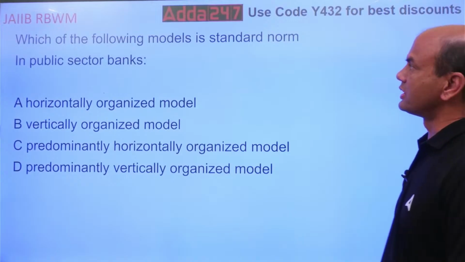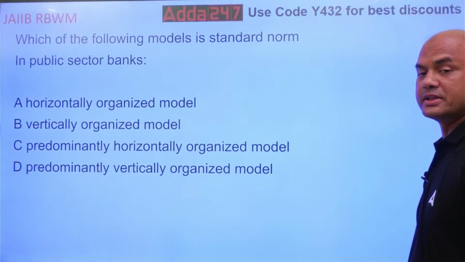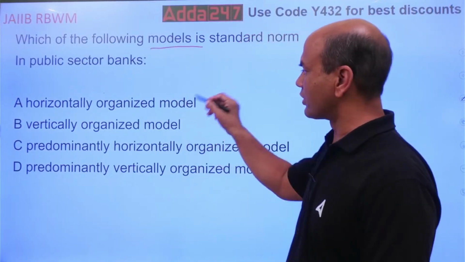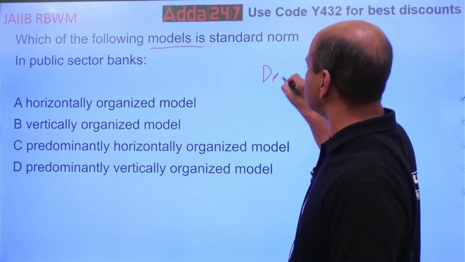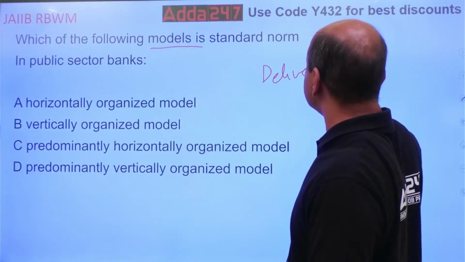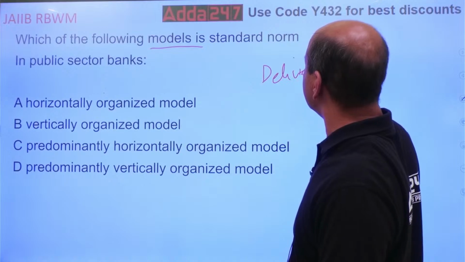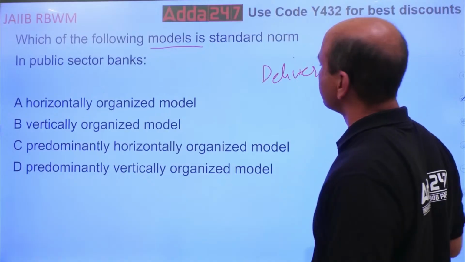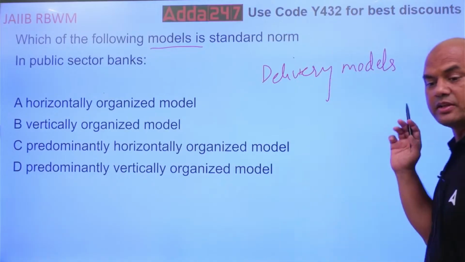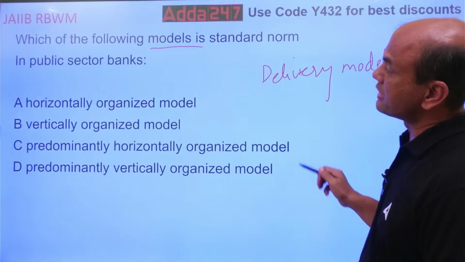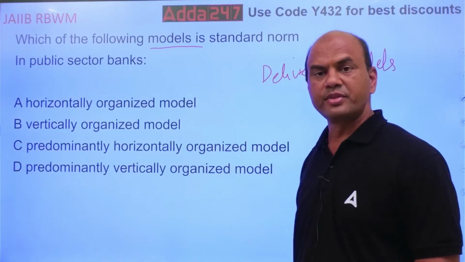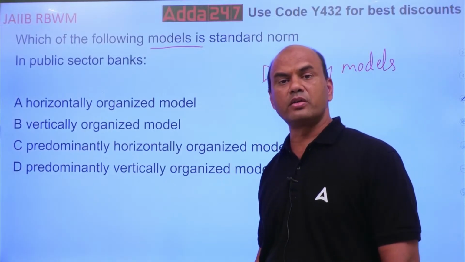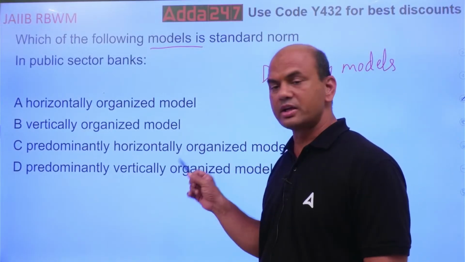Which of the following models is a standard norm in public sector banks? Now, what models are we talking of? Here we are talking of delivery models. So which of the delivery models are used in public sector banks? Horizontally organized, vertically organized, predominantly horizontally organized, and predominantly vertically organized.